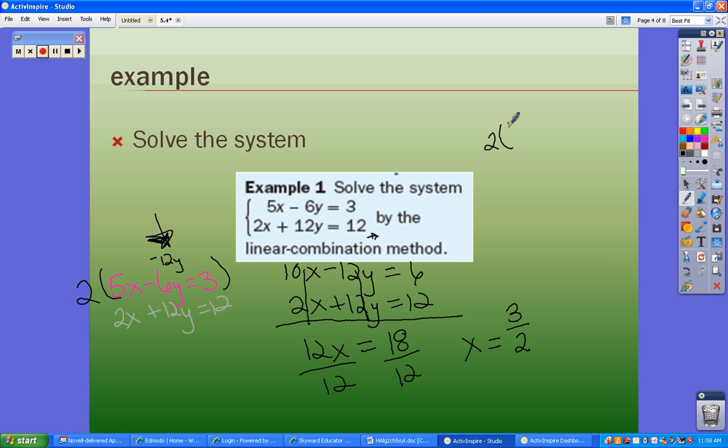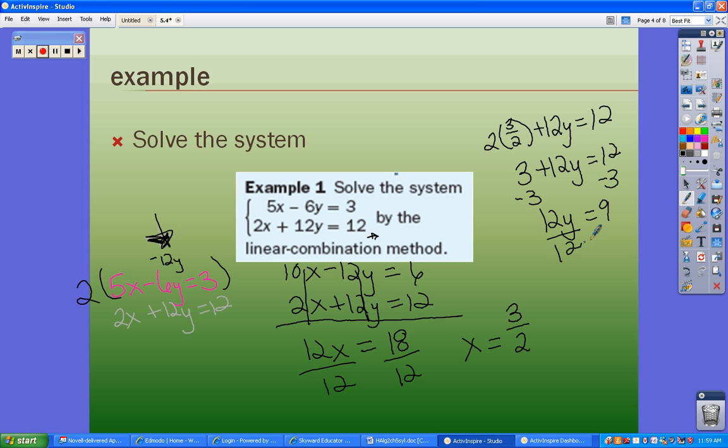So I have 2 times 3/2 plus 12y equals 12. The 2's cancel. 3 plus 12y equals 12. Subtract 3. 12y is 9. Divide by 12. 3/4. Okay, so we have some fractions here, but that's okay. It doesn't say that they have to cross out an integer.